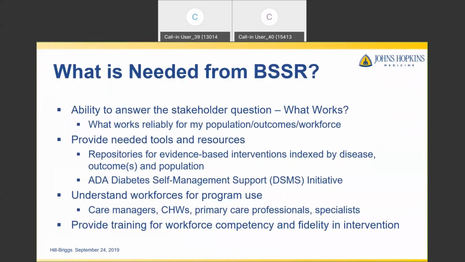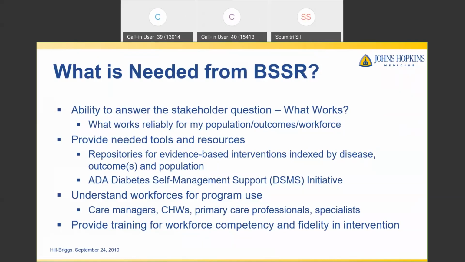We, the behavioral and social sciences research community, need to be able to provide the tools and resources. A healthcare system and insurer is happy to bring a trainer to train their case management workforce, their community health worker workforce. But we need to have those repositories of interventions that are easily indexed. I put here ADA self-management support. It has started a repository now of evidence-based interventions. I don't know if they've launched the website yet, but it will be coming very shortly.